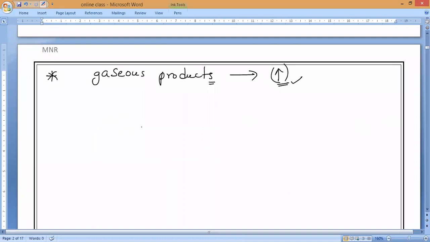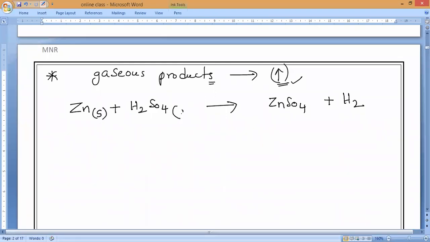Now, the best example. Let us start with the first example, the well-known one. Zinc will react with sulfuric acid, which will form zinc sulfate plus hydrogen gas. Now, what is the state of zinc? Solid state, reacting with sulfuric acid. What is the state of sulfuric acid? Aqueous state.